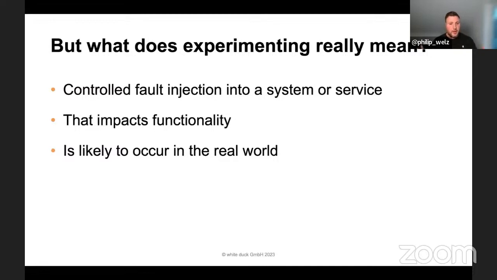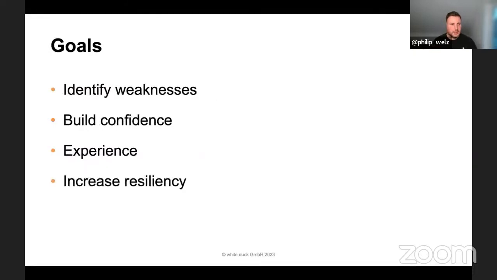If you look at the goals, what are the goals of chaos engineering? First, we will identify weaknesses. So identify and address single points of failure early. Does our whole website go down when we just shut down one VM, for example? That's a clear weakness and should be addressed.